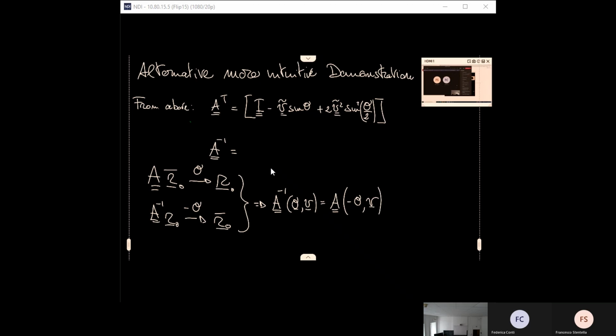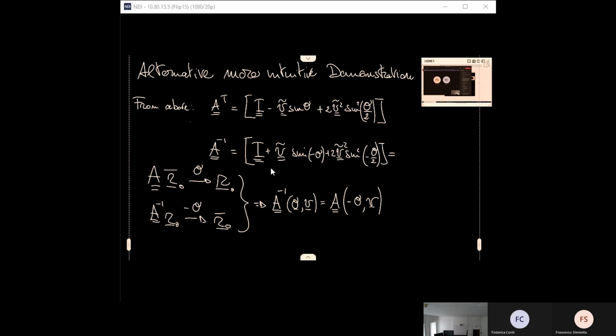But if this is the case, then let's apply it. So A to the minus 1 must be, if we want to write A to the minus 1, we must write A, but instead of for a rotation theta, for a rotation minus theta. That's all, right? So let's do it. It's A. Here we have basically plus v applied over the sinus of minus theta plus 2v squared to the sinus squared of minus theta divided by 2.